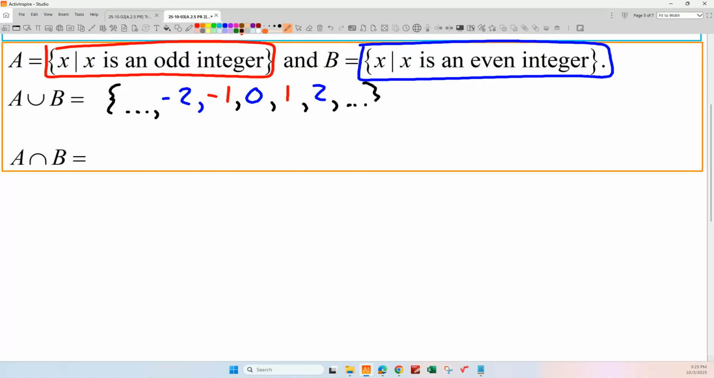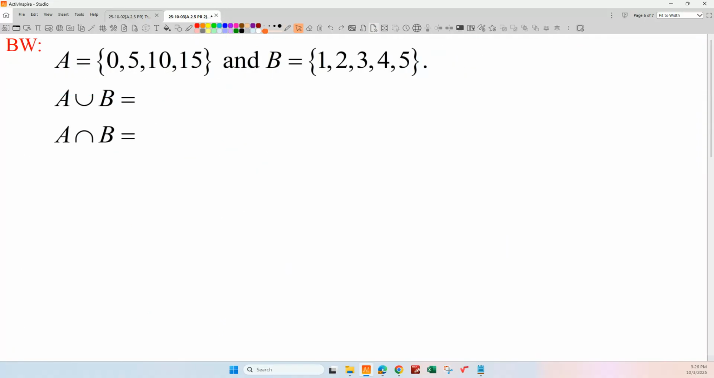So this one would be the empty set. Or if you want to write it with bracket notation, you could just have a pair of set brackets with nothing in it. Okay? All right, you guys go try one of these, and then we're done. Go try that one.